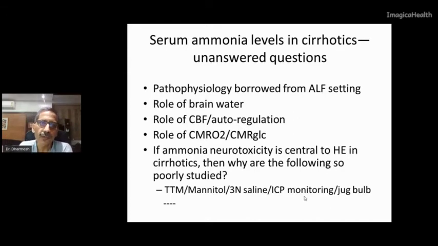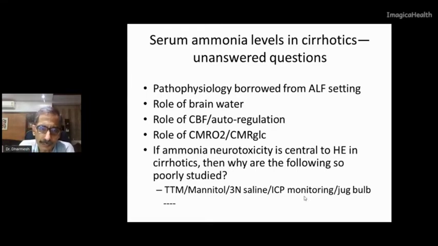Is such a concept holding in patients with chronic liver disease or not? That has never been answered. And if ammonia neurotoxicity is so central to HE in cirrhotics, then why are these areas so poorly studied? So let's start with monitoring. You will almost never hear of somebody bolting patients who have grade 3-4 HE, even though their degree of coagulopathy might be much, much lower than patients with acute liver failure.